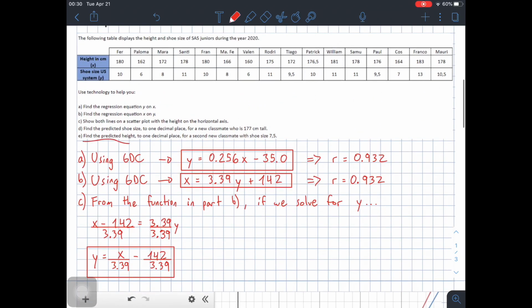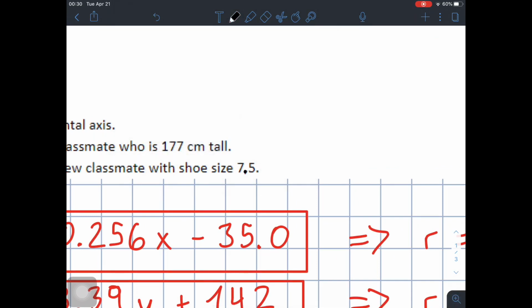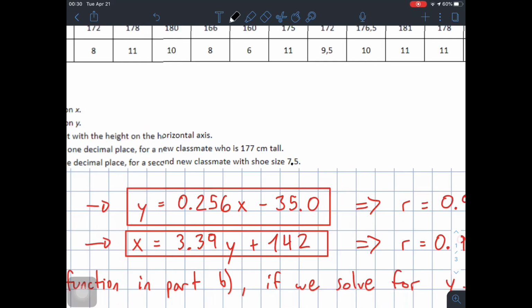It says find the predicted height to 1 decimal place for a second new classmate with a shoe size of 7.5. 7.5 should actually say there, not dot, not comma. Sorry, this is a point. We're talking English, so this is a point. Okay, 7.5.